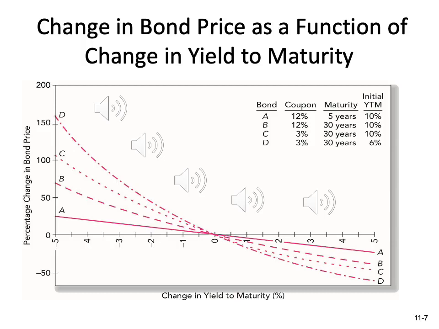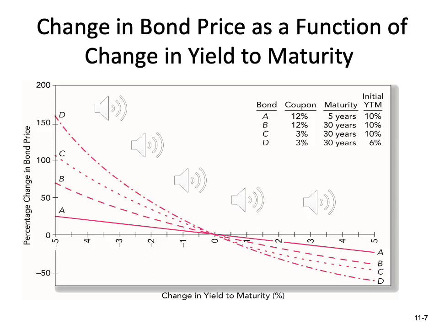Bond A has coupon rate 12%, maturity 5 years. Initial yield to maturity 10%, means initially when the bond is issued, the yield to maturity is 10%. But later on, after the bond is sold, the yield to maturity is the market rates. It will change all the time, which means the price of bond A will also change all the time because the yield is changing.